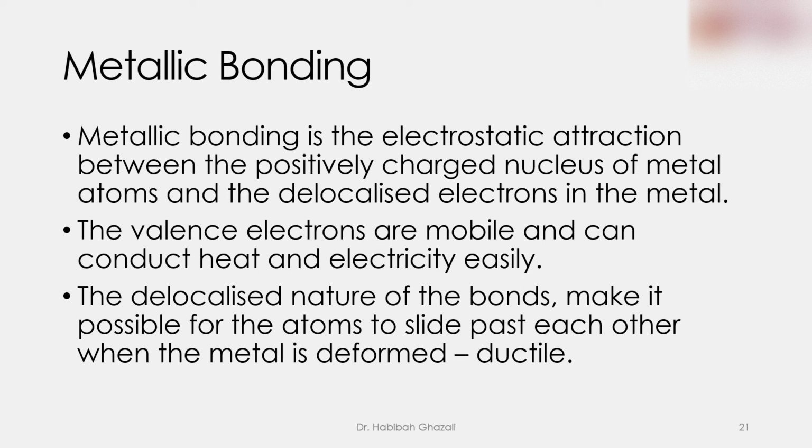I've told you this in the first lesson. Because of the delocalized nature of the bond, the atoms can slide past each other. So the metal can be easily formed. That's why metal can be easily shaped into different shapes.